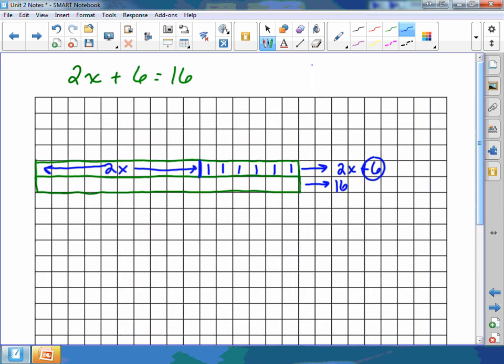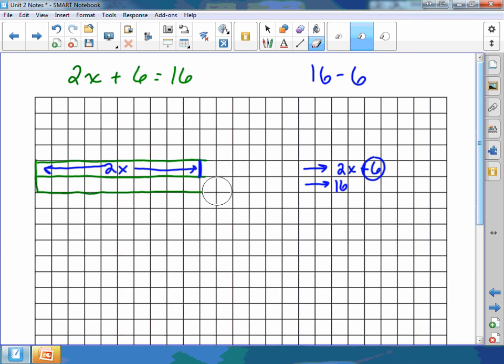Yes, the first thing a lot of us have figured out is that we're going to remove 6 from 16. Now, if I do this physically, I could take away these 6, which means now this bar is not 16 in length, it's 10. So what I have left here is 2x, and we're saying 2x equals 10.